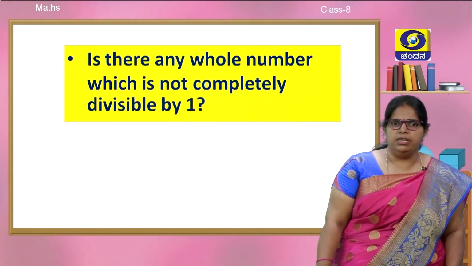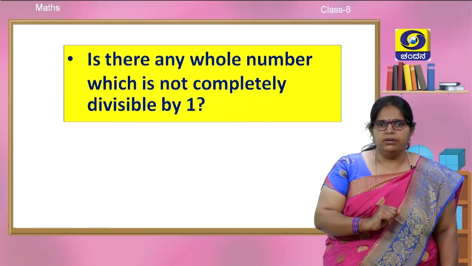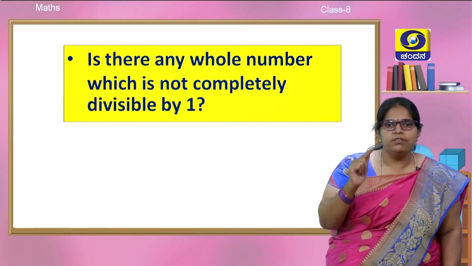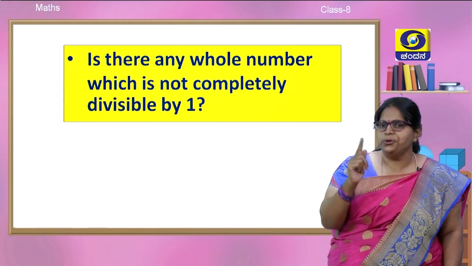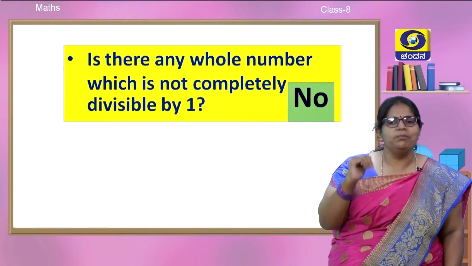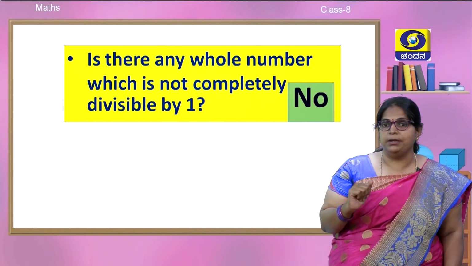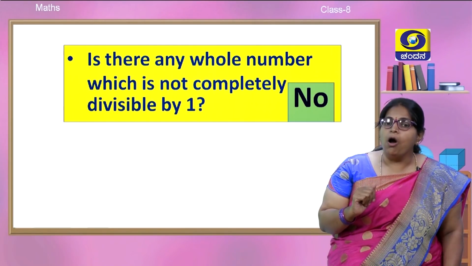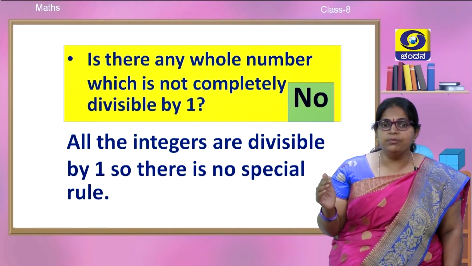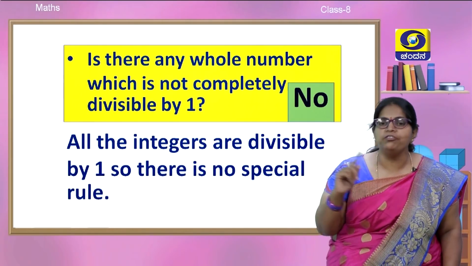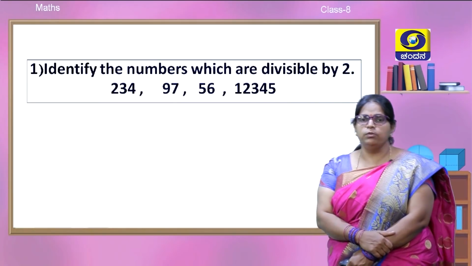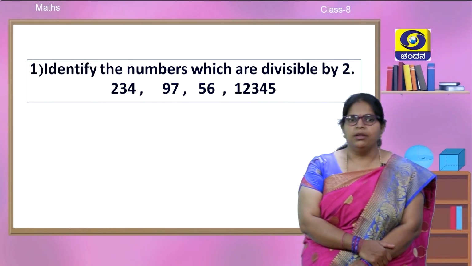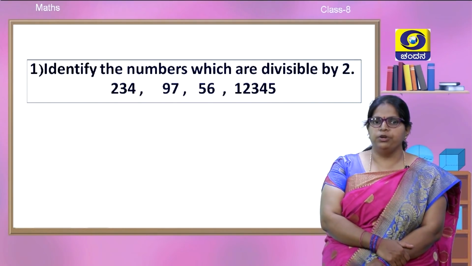Children, now tell me, is there any whole number which is not completely divisible by 1? You are right. There is no number which is not divisible by 1. So, all integers are divisible by 1. So, there is no special rule for divisibility by 1. You have learned divisibility rules in class 6, isn't it? Now, let me see how much you remember.